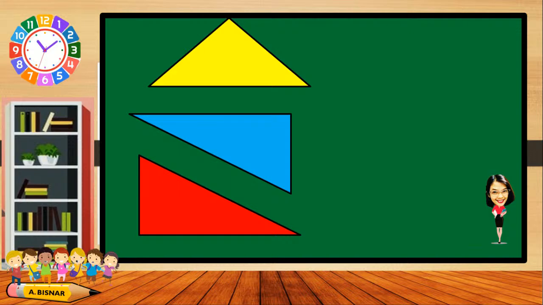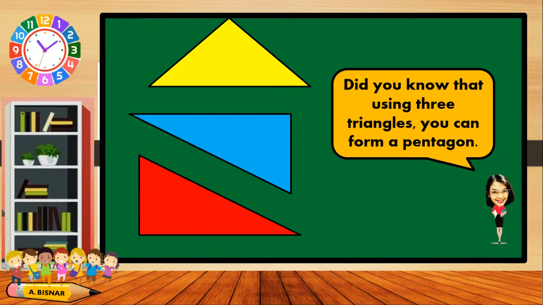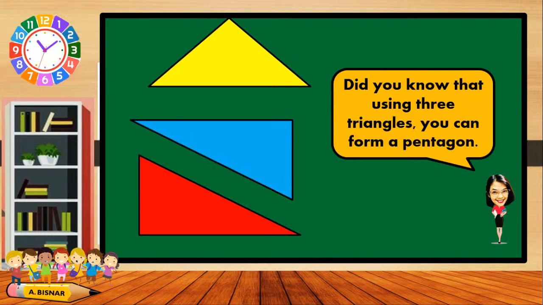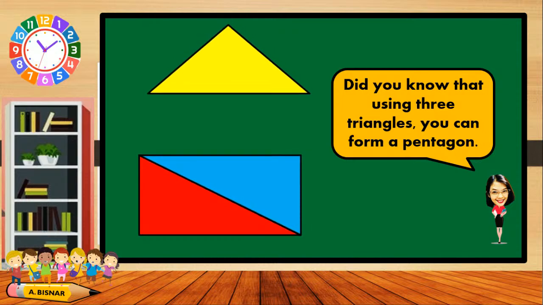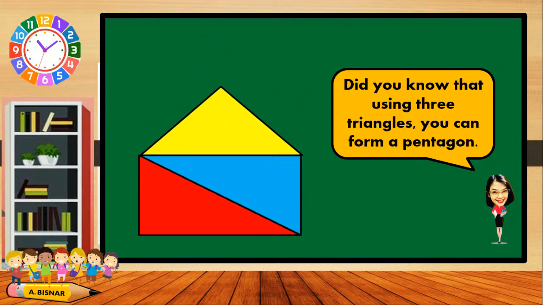Okay. However, did you know that using those 3 triangles, we can form a pentagon? Oh, ayan. Kanina, to form a quadrilateral, we've used 2 triangles. Now, to form a pentagon, we've used 3 triangles.